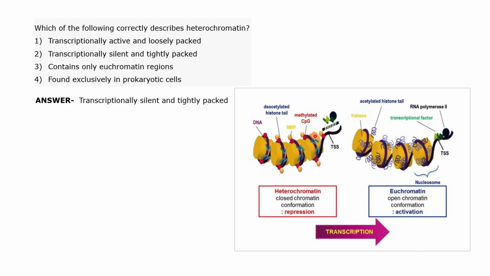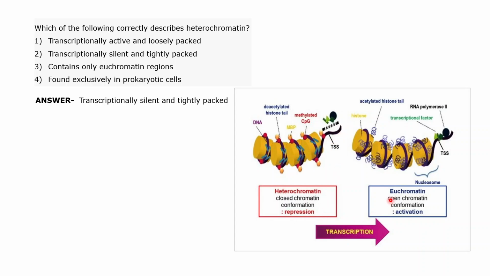So basically this is the differentiation between a heterochromatin and euchromatin. You can see that these are the nucleosomes, the DNA wound around the histone octamer, and similar in this case also. But the difference is that in the heterochromatin, it is in a tightly packed state. You can see that there are several deacetylated histone tails, methylated CpGs, and several other proteins that are not binding to the transcriptional start site.